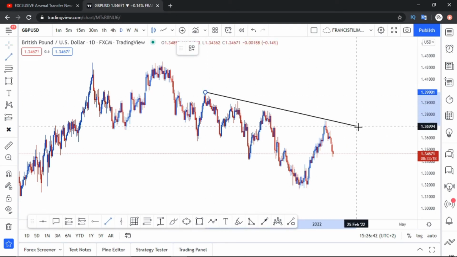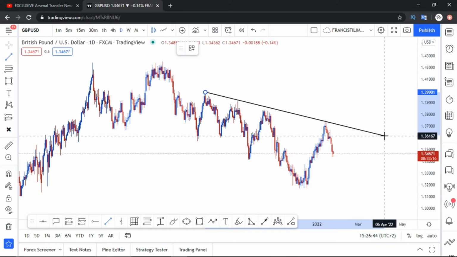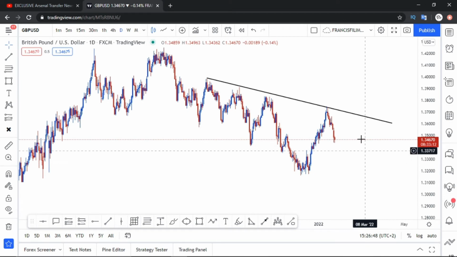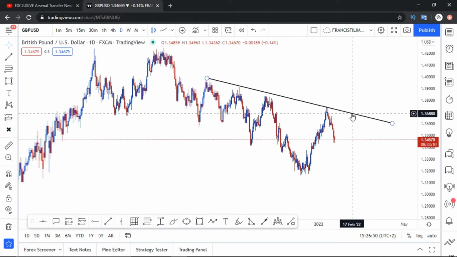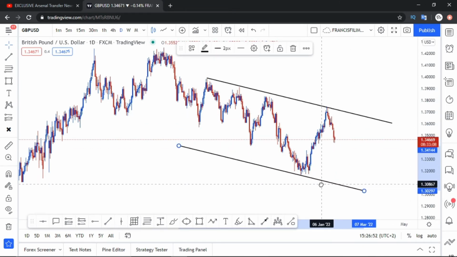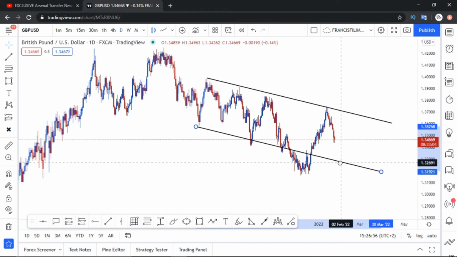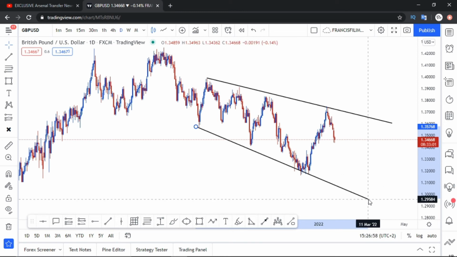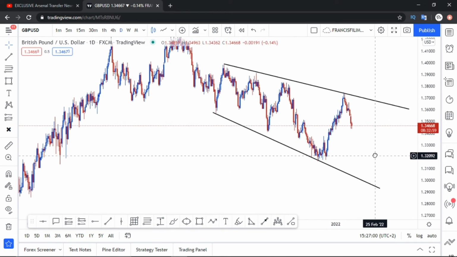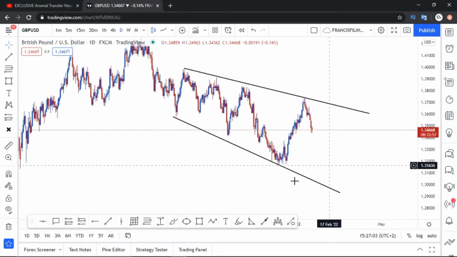So now let me just draw my trend first. I draw in my trend because I always want to trade in the direction of the trend, guys. I do not want to go against the trend. It is very important to always trade in the direction of the trend, guys.